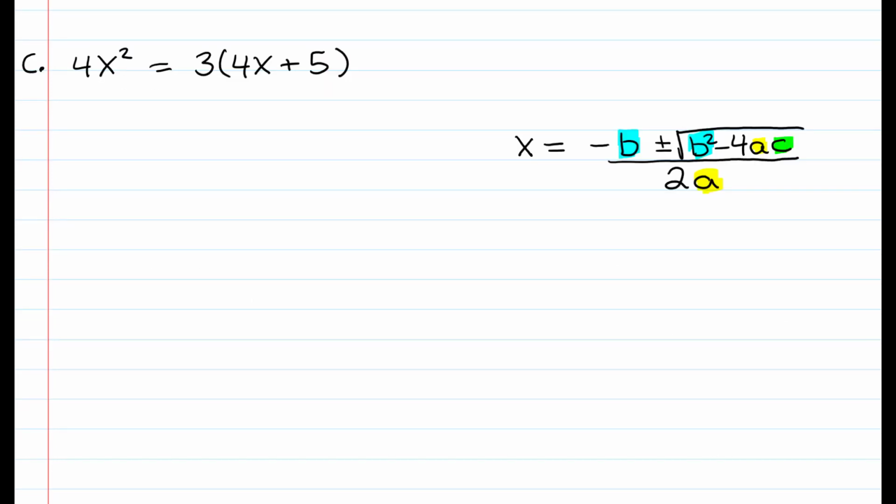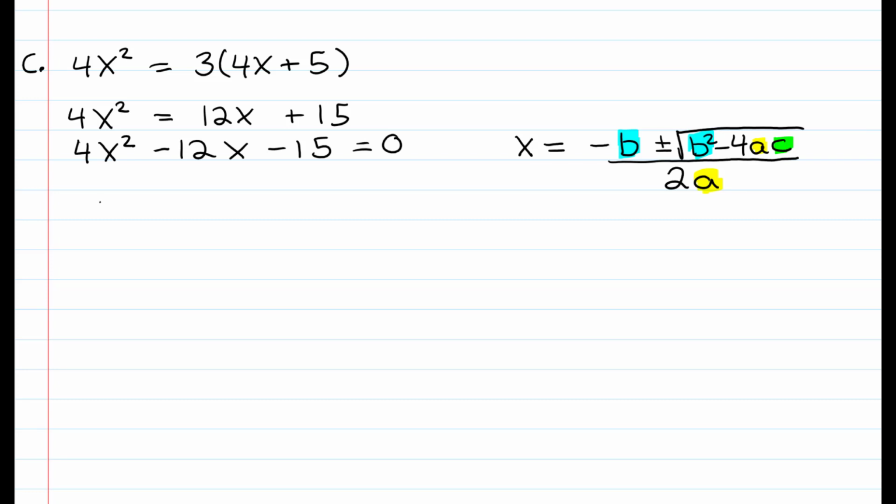In our next example, we have 4x squared is equal to 3 times 4x plus 5. Now, this is not in the form that we need to solve it, so our first step is going to be that we have to expand it. This is 4x squared is equal to 12x plus 15. We now need to bring everything to the same side, so this is 4x squared minus 12x minus 15 is equal to 0. Now I can see that a is equal to 4, b is equal to minus 12, and c is equal to minus 15.